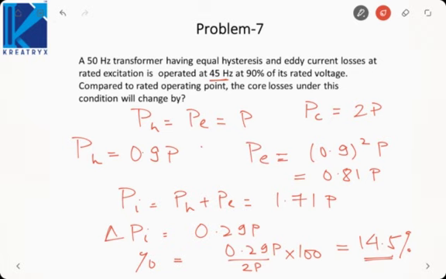First of all, whenever we are talking about hysteresis and eddy current losses, you have to check whether V by F is constant or not. If it is constant, then you will use that hysteresis loss is proportional to frequency and eddy current loss is proportional to frequency square. Otherwise, you have to use their expressions that we took, that PH is proportional to Bm raised to the power 1.6 into F and PE is proportional to Bm square into F square, which is equal to V square.